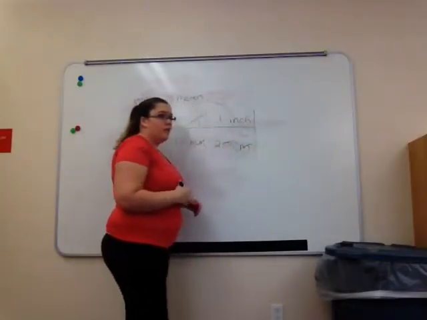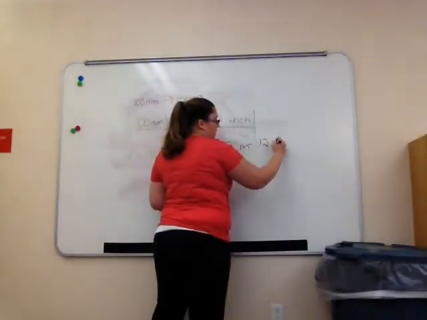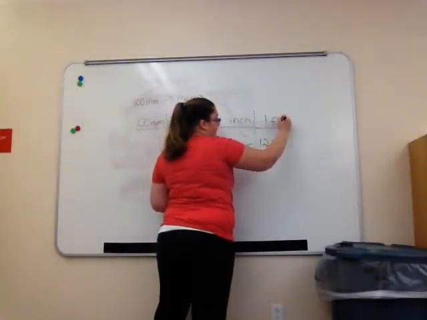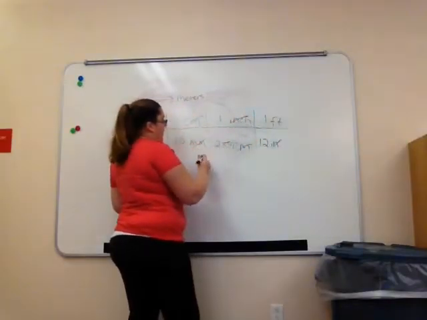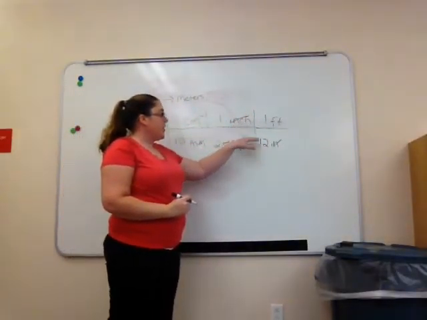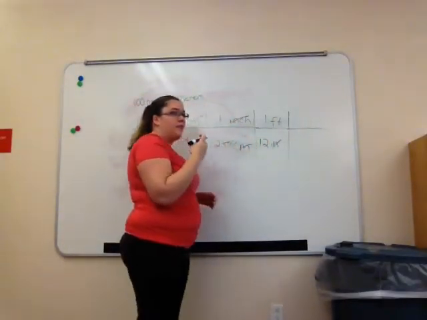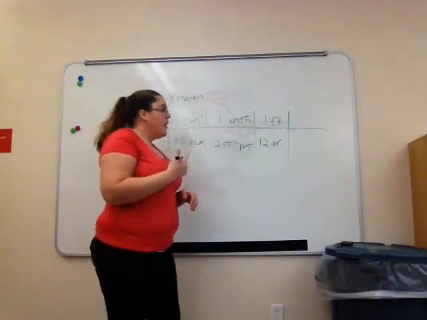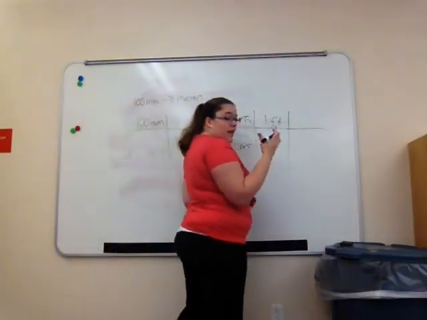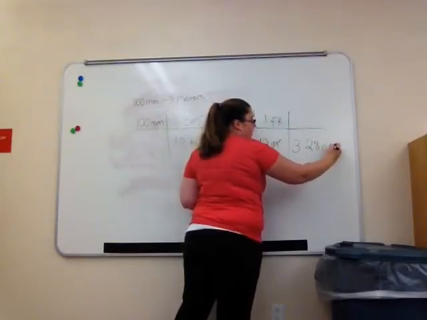Then you ask, what's my next step up? Inches to feet, so I have 12 inches to 1 foot. Now notice my inches cross out. Everything's crossing out: my millimeters, my centimeters, now my inches. I'm still at feet, so I have to ask how many feet are in a meter. You may or may not know that, but you can always Google it, and that's 3.28 feet to 1 meter.